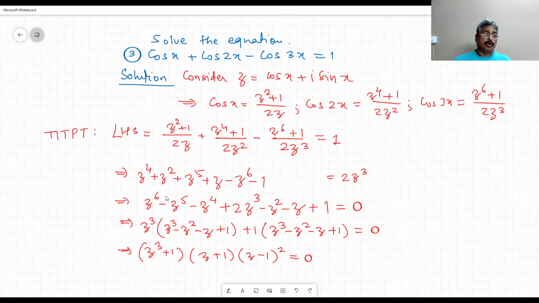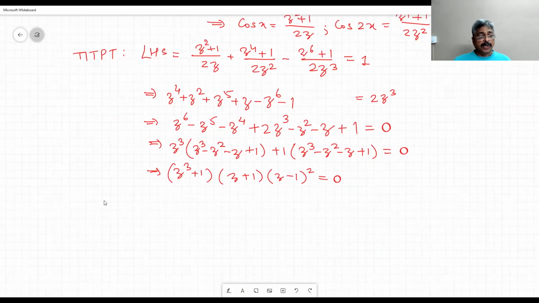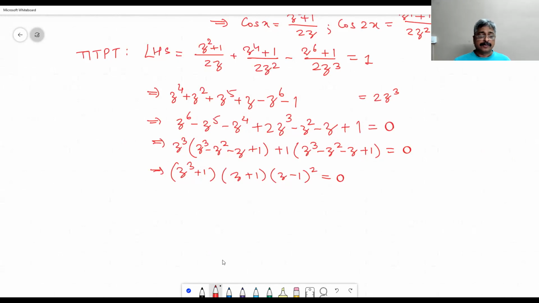Okay, so we are done almost. Therefore, this implies z cube is equal to minus 1, or z is equal to minus 1, or z is equal to plus 1. And this will provide us with three solution sets.